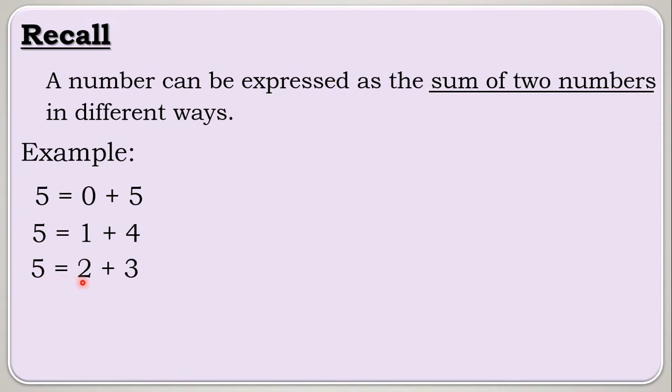5 is equal to 2 plus 3. And also we can write 5 as equal to 5 plus 0. 5 is equal to 4 plus 1. Five is equal to 3 plus 2. Like this, any number can be written as the sum of two other numbers.